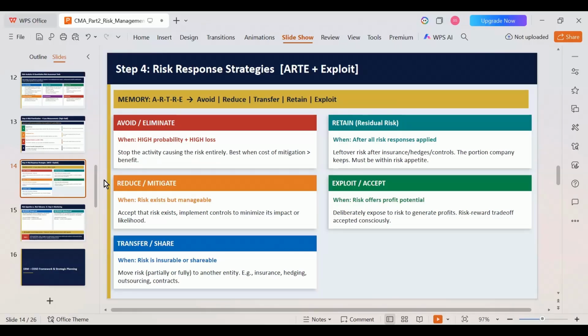Then comes exploit or accept, risk exploitation or risk acceptance. Here, we will be accepting the risk. Why does a company accept a risk? They accept a risk because we know that risk and returns are directly related to each other. The more risk you take, the more will be your returns. So businesses who want to succeed faster, earn faster, will be exposing themselves to risks so that the returns they get will also be higher. Now we'll take one company's example and analyze all of these strategies.